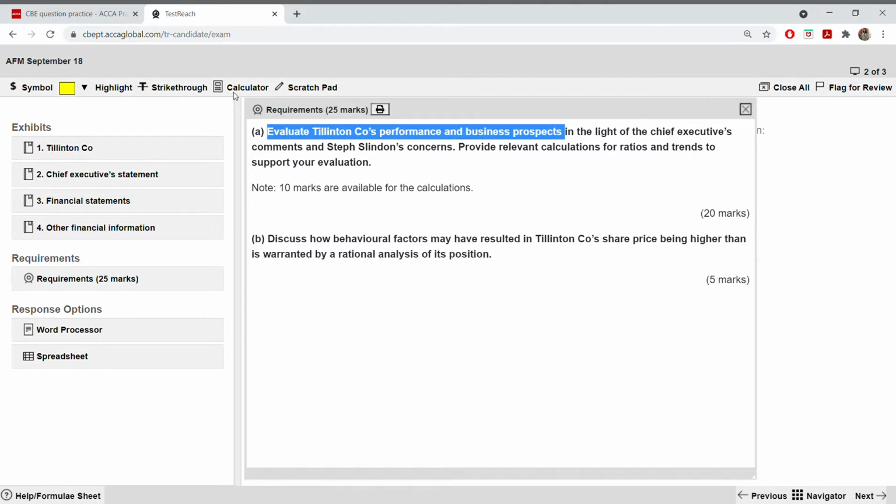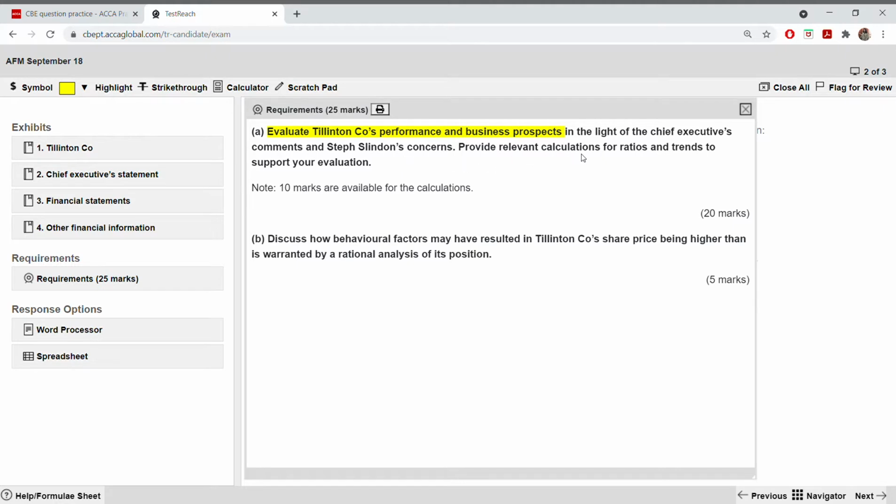because how do you know that you have to calculate ratios? The wording will tell you. When they tell you to evaluate the performance, or evaluate the position or financial position of a company, you know it's ratios. Here they have given you also: in the light of the chief executive's comments, and we have Exhibit 2 for that, and Steve Slinton's concerns, based on that we have to evaluate the performance.